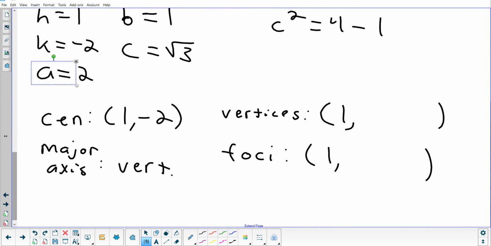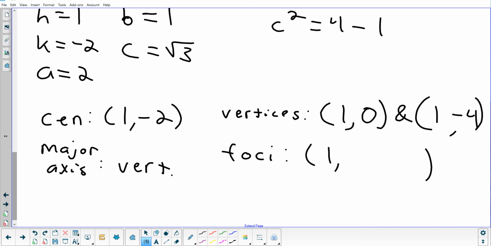A. So I need 2 units above the center and 2 units below the center. I'm not going to be able to use the plus or minus here because I wasn't at the origin. What's 2 units above the center? 1, 0. So I probably should have written this as 2 coordinates. And what's 2 units below the center? 1, -4.